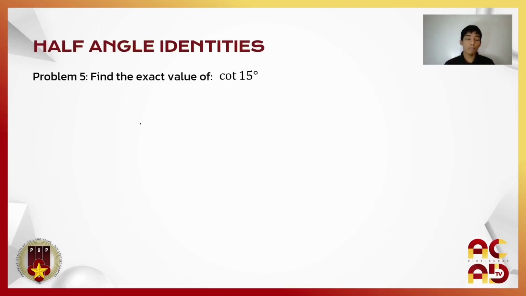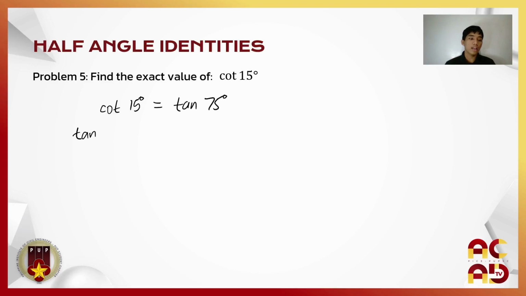So, last problem, problem number 5. Find the exact value of cotangent 15 degrees. So, dahil kung familiar tayo sa tangent, pwede natin itong ma-convert into tangent. So, yung cotangent 15 degrees is actually equal to tangent 75 degrees. So, pwedeng ito yung gamitin natin.